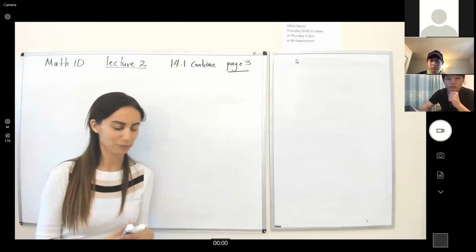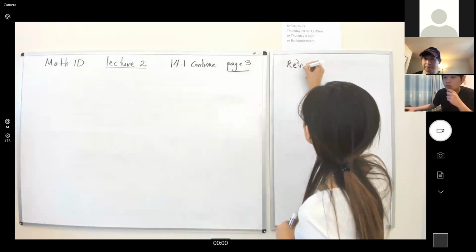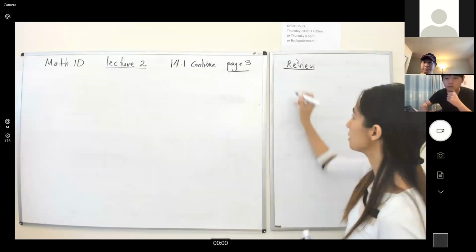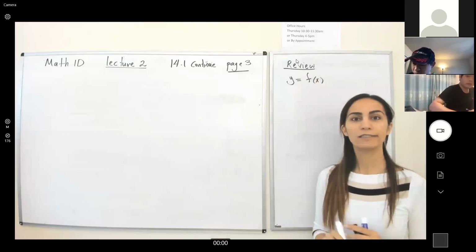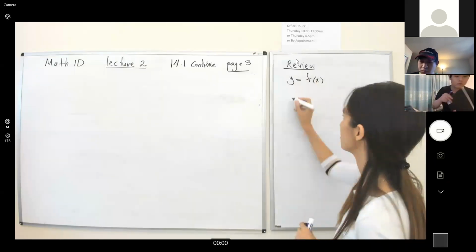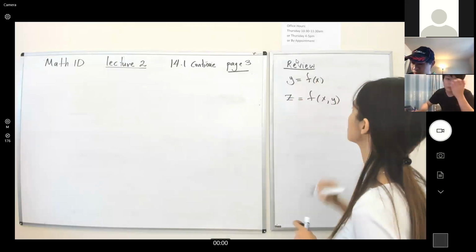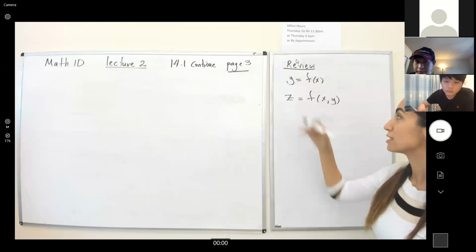What we learned so far? Let us do a little bit of review. We learned that we have a function in one variable, y equals f of x. We can generalize the idea to a function in two free variables, like z equals f of x and y. So we talked about the domain of these functions.